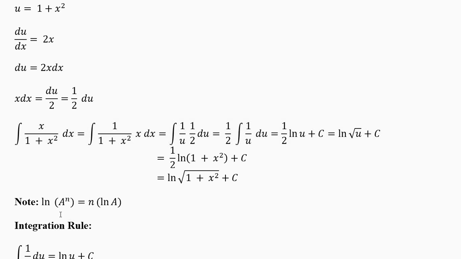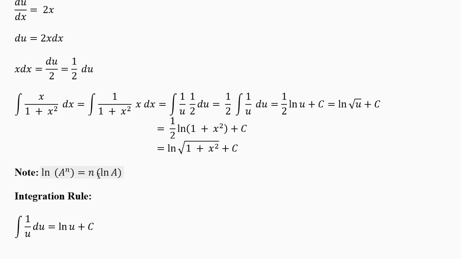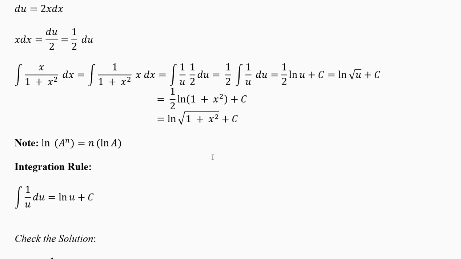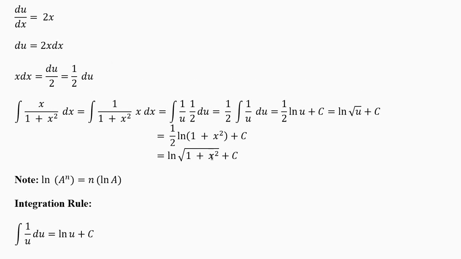Now those of you who remember the properties of logarithms, if it is n ln a, this n goes inside and you will get a to the power n. Here it is u to the power half, so you can write the natural logarithm of the square root of u. So you can write the same answer in two different ways: half ln(1 plus x squared), or ln of the square root of (1 plus x squared). You have to do this very carefully. If you are not sure, don't take the power inside.